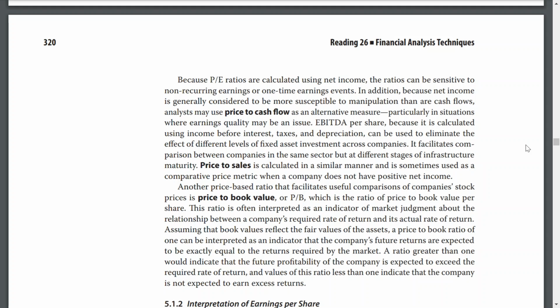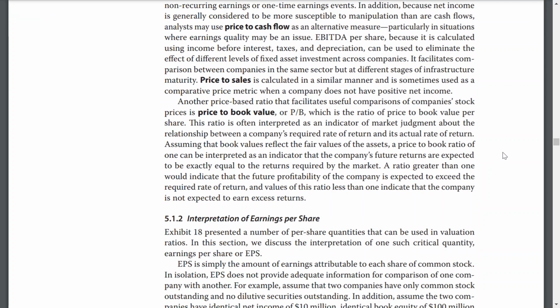Another price-based ratio that facilitates useful comparison of companies' stock prices is price to book value, the PB ratio, which is the ratio of price to the book value per share. This ratio is often interpreted as an indicator of market judgment about the relationship between a company's required rate of return and its actual rate of return, assuming that book value reflects the fair value of the assets.